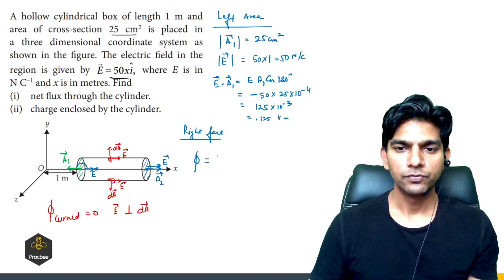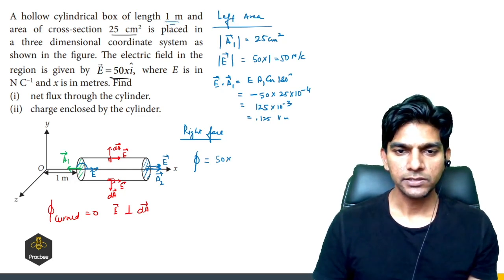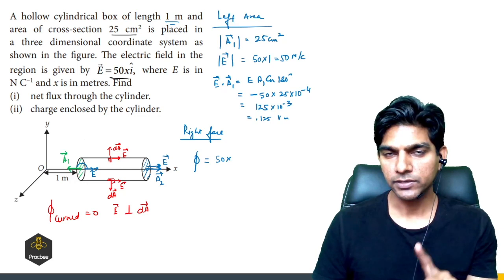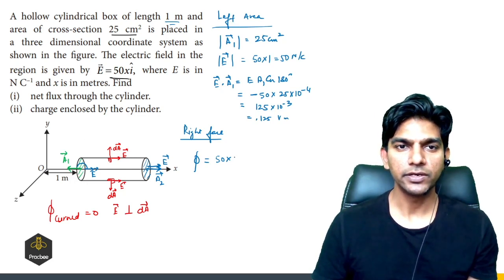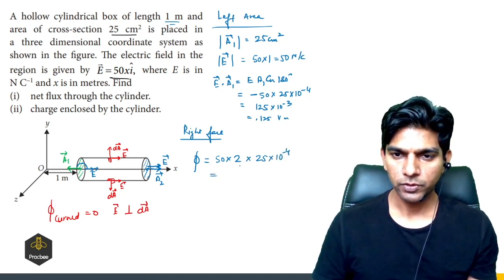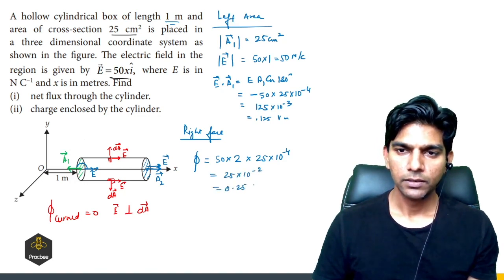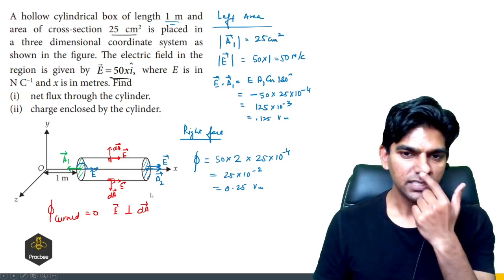E is 50 times x, and the length of this is 1 meter, so we can say the x coordinate at the right face is 2 meters. So it will be 50 times 2 times the area, that is 25 into 10 raised to power minus 4. So this comes out to be 25 into 10 raised to power minus 2, so it will be 0.25 volt meter. Now this is the flux through the right face.